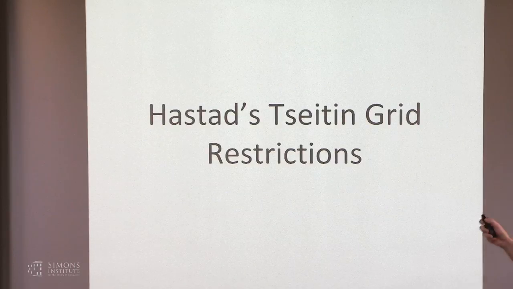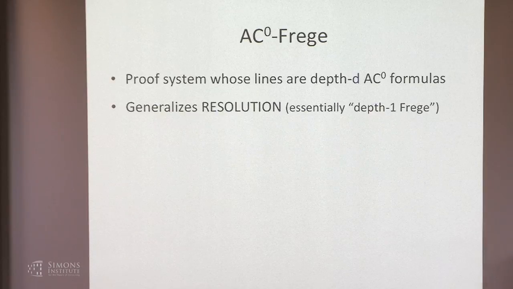But what I wanted to get to in the end, just to show you some nice pictures mainly, is to discuss a recent breakthrough of Johan Håstad for AC0 Frege, so these restrictions for Tseitin grids. So here we're talking about proof complexity. AC0 Frege, all you need to know is it's a proof system where the lines of the proof are depth d AC0 formulas. It's some generalization of resolution, which you could view as sort of depth 1 Frege.